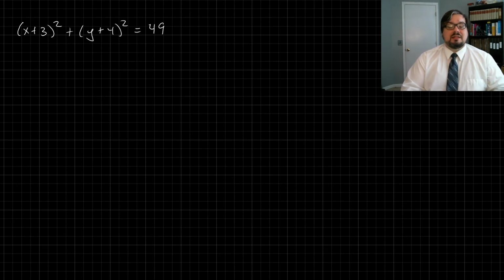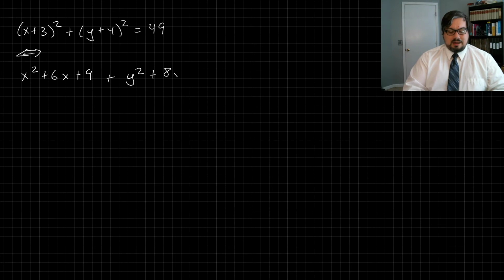So if we do that, then we get another form of the equation. Let's go ahead and do that. If we multiply (x + 3) times (x + 3) out, we get x² + 6x + 9. If we multiply out (y + 4)², we get y² + 8y + 16. That gives us 49 over here.